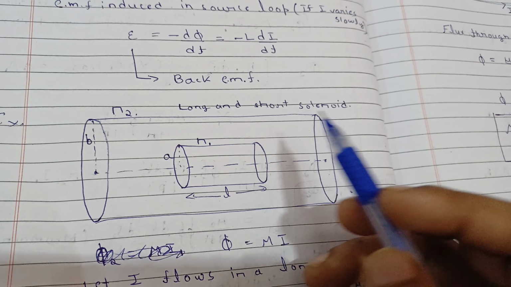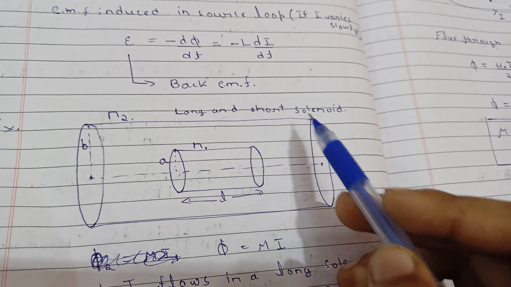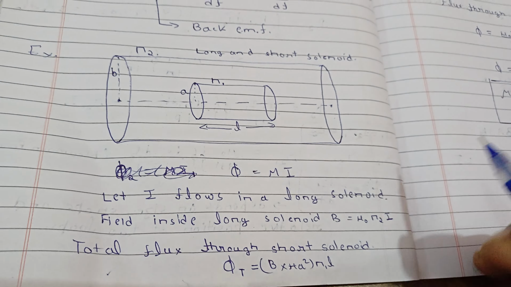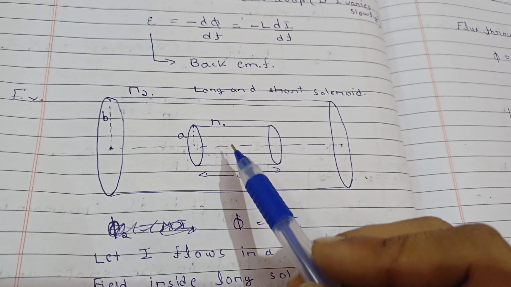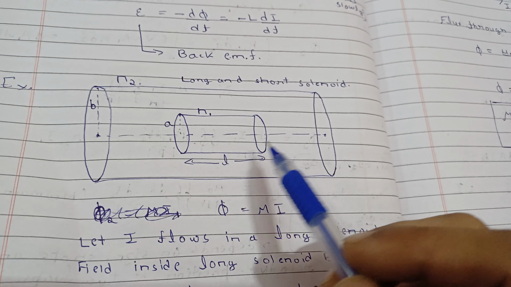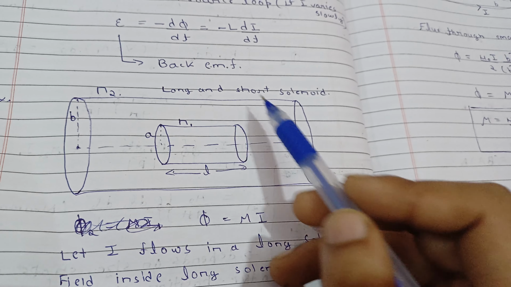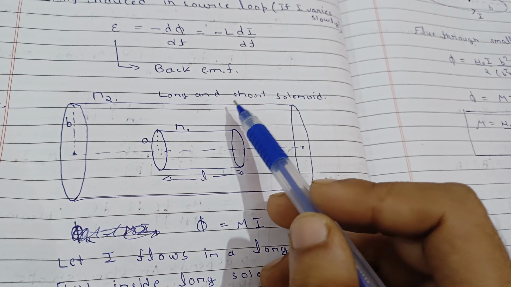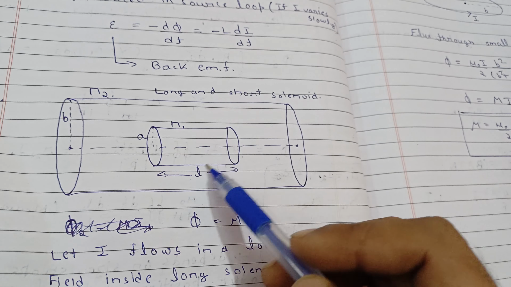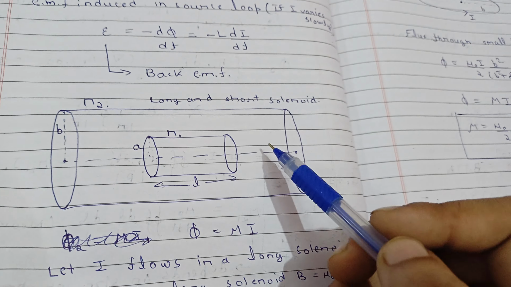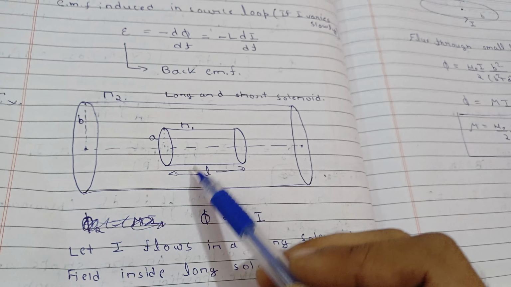Now you have two long and short solenoids. This is the first one and this is the second one, and you need to calculate the mutual inductance. So let's see how we can find it. The first is very small and the other is very large, so we can calculate either way: put the current on this solenoid and find the flux through the other, or put the current on the first solenoid and find the flux through the second one. It will be easier if we consider that current is passing through the first solenoid and we check the flux through the second one, because the flux will remain same.